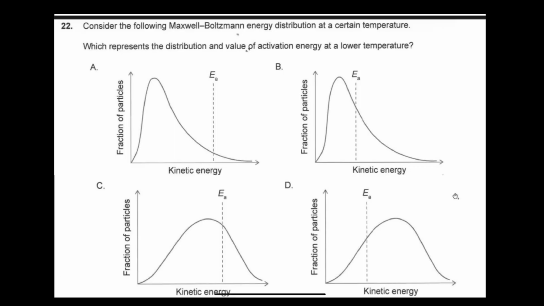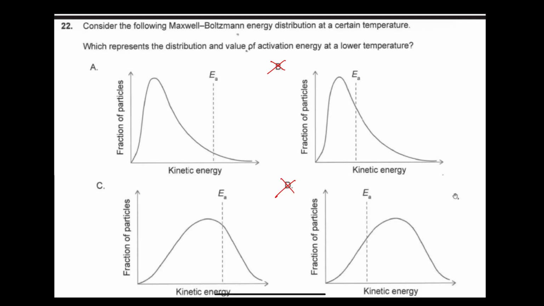Next. In the actual paper, they would have given you a Maxwell-Boltzmann energy distribution, which is not given here. Now, which one represents the distribution and value of activation energy at lower temperature? Activation energy does not depend on temperature. It depends on whether you have a catalyst or not. So activation energy cannot shift. So I can skip B and D because in B, like in the actual paper, the activation energy line was somewhere here, right? As activation energy has shifted, that can never be the right answer. So B and D got eliminated.